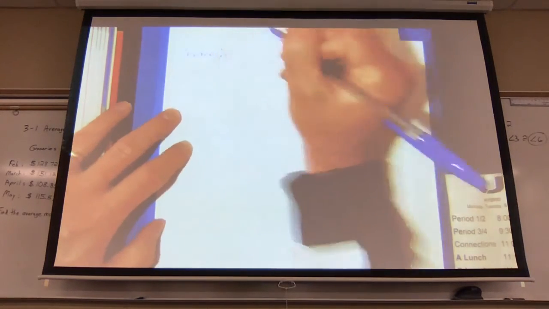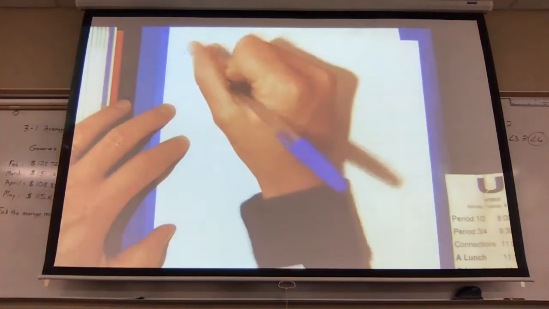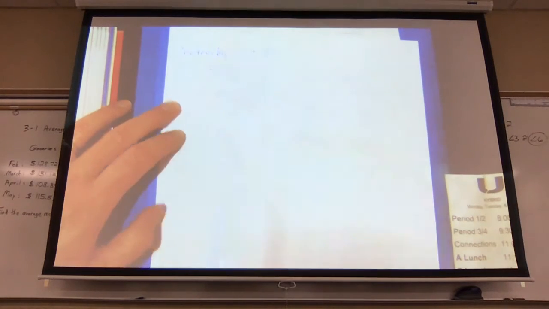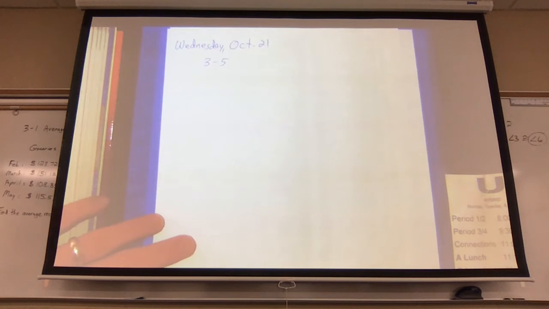And like always, I'll get the date in there. Today is Wednesday, October 21st. Section 3.5. And the notes are not terribly long. We've just got some examples we're going to go through, and then we're going to do some proofs. There's 3 short proofs we're going to do today.